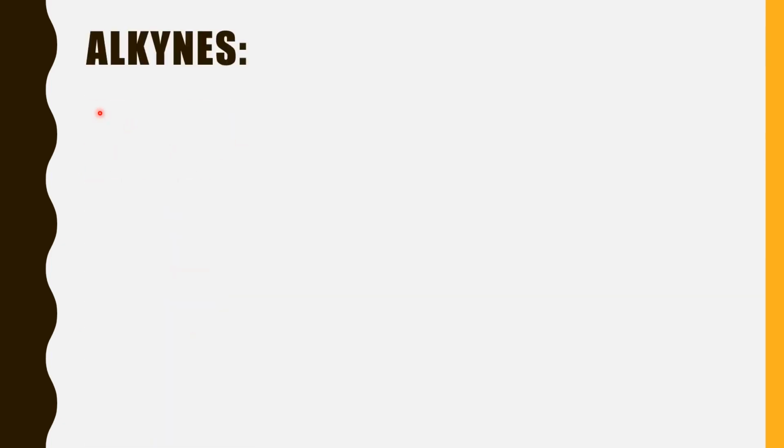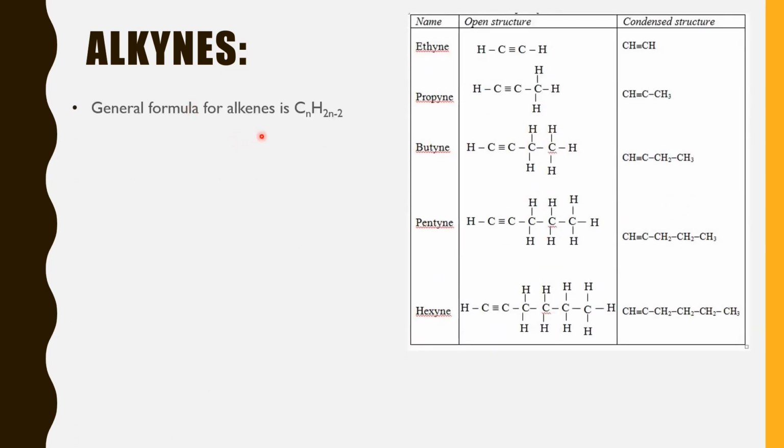And then we are going to see the alkynes in detail. In the previous slides, we saw alkane and alkene. The general molecular formula for alkane is CnH2n+2, and for alkene CnH2n. For alkyne, the general formula is CnH2n-2.